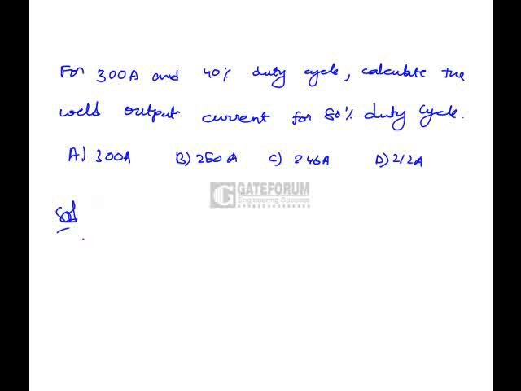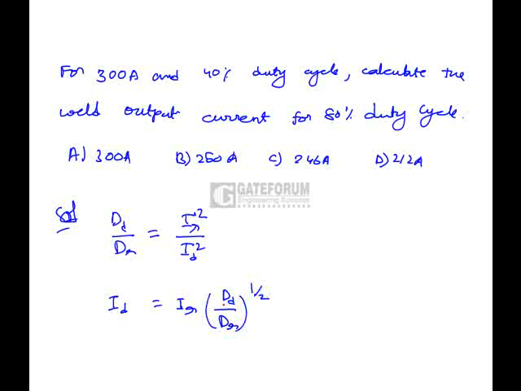A welding machine is rated 300 amp and 40% duty cycle. Calculate the weld output current for 80% duty cycle. So here the duty cycle and current are related by IR square DR equal to ID square DD, and let us say ID is the weld output current we have to find out. So here ID is equal to IR into DR by DD whole power of 1 by 2. Sorry, it is DR by DD. So which gives a value of 300 into 0.4 by 0.8 whole power of 1 by 2, which gives a value of nearly 212 amps. So in the option the right option is D. D is the right answer.